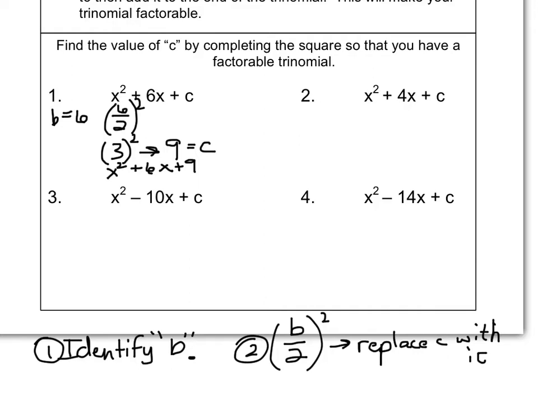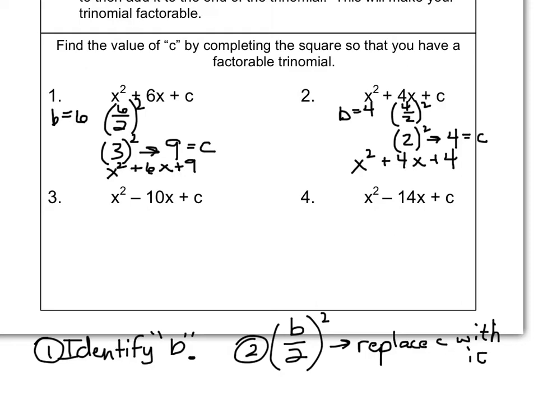Okay, let's take a look here at number 2. On number 2, we identify B to be 4. So I'm going to take 4, divide it by 2, and square it. 4 divided by 2 is 2. 2 squared is 4. So that's going to be C. And then if I replace the C, I have x squared plus 4x plus 4. And what are the factors of 4 that add to 4? That'd be 2 and 2.